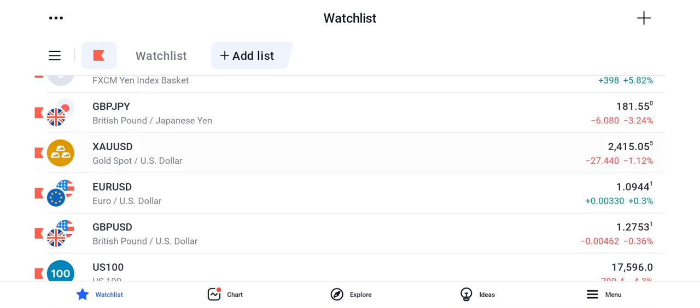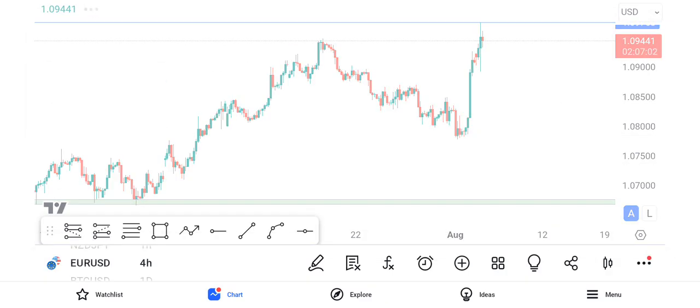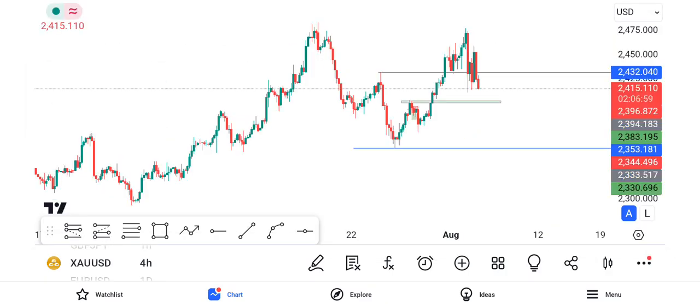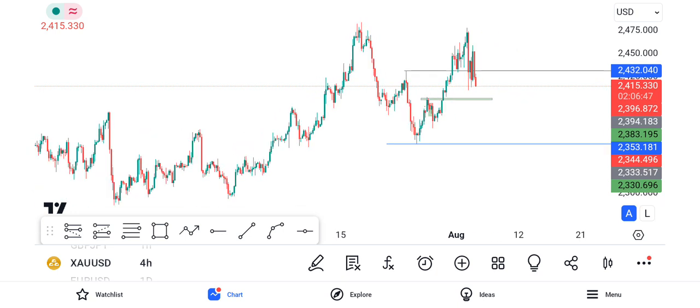Should I go for XAU/USD, which is gold? Okay, what is gold saying? Wow, what is gold saying?